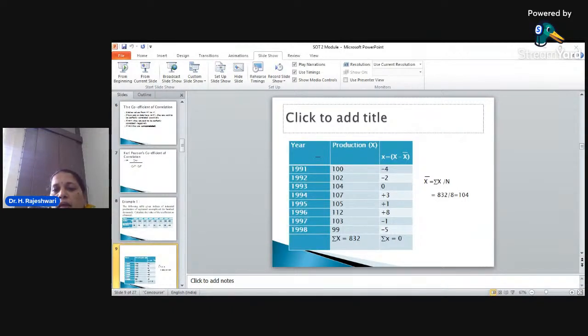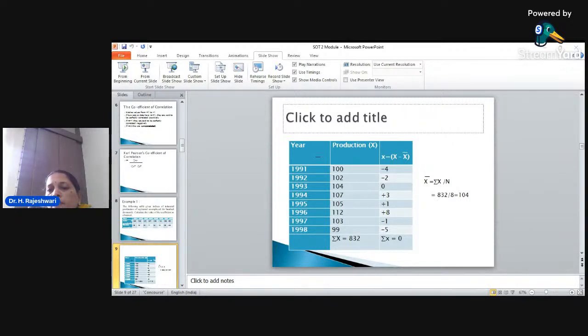Now you can see I have put the years here and the production value here, and you have to calculate the sigma x, the summation of the total production. So sigma x equal to 832. Divide it by 8. Why 8? 8 is n, the number of values: 1, 2, 3, 4, 5, 6, 7, 8. Total you have 8 different values. 832 divided by 8 equal to 104.